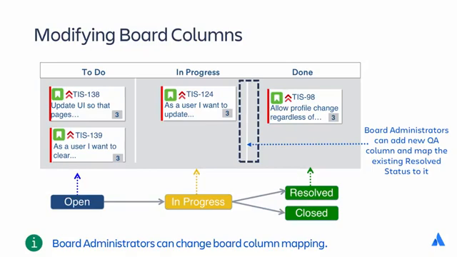No matter which workflow is being used by the board, board administrators can add, remove, or rename columns and change the status mapping. In this case, the board administrator could add a new column called QA, for example, and map the existing resolve status to it, so that each column only displays one status. The board administrator does not have to be a project administrator to do this.